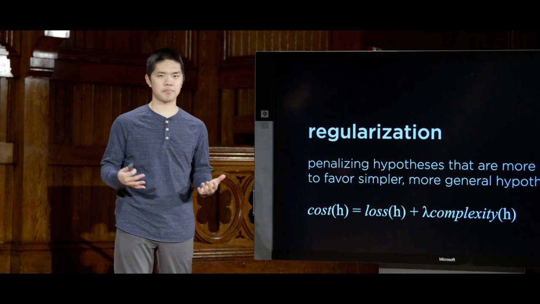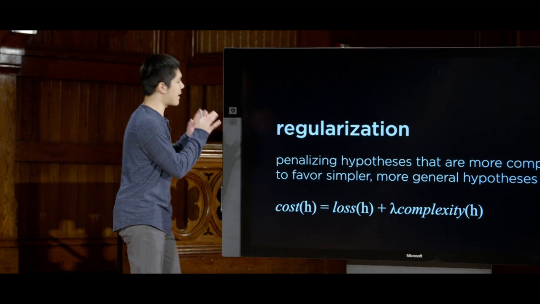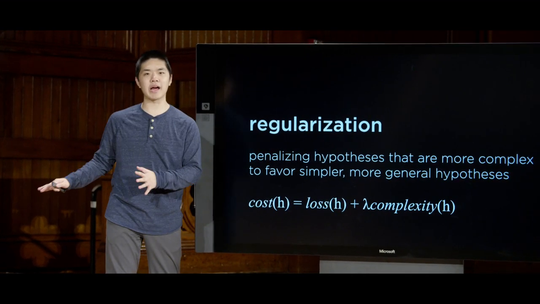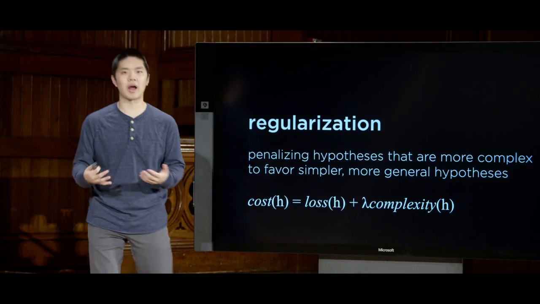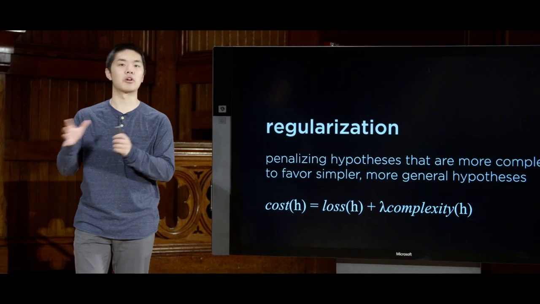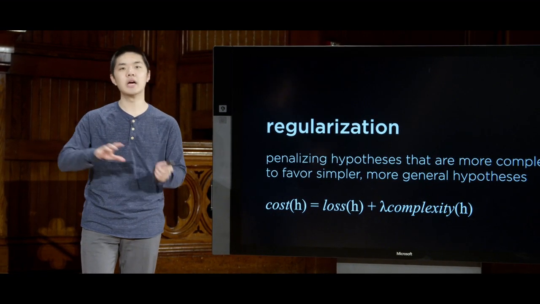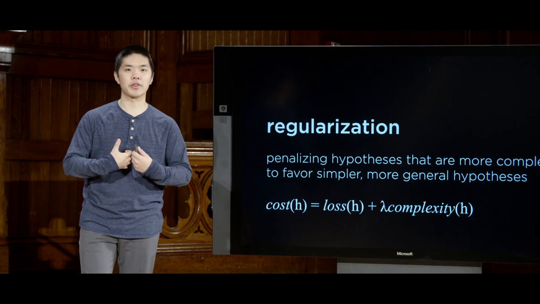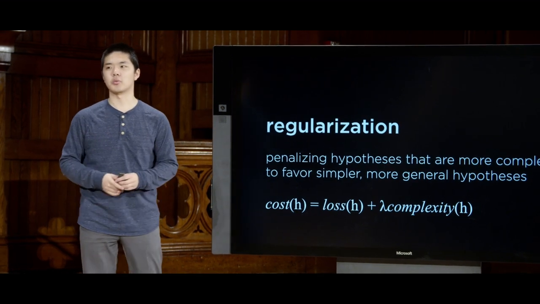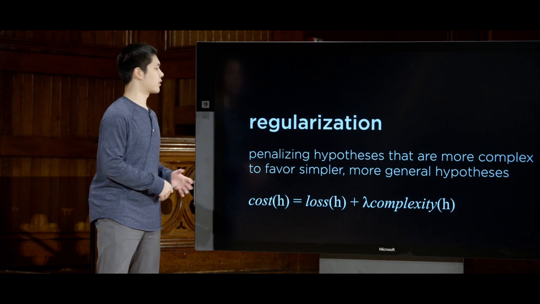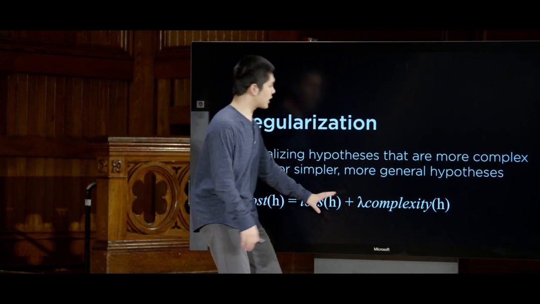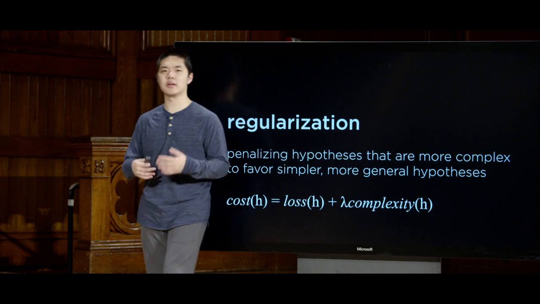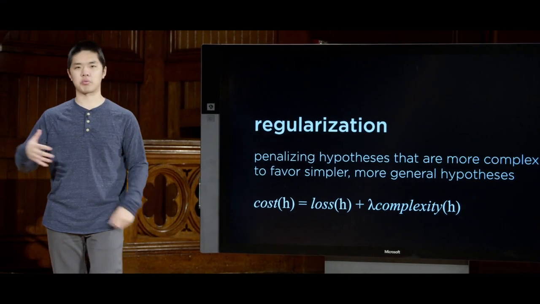This process, then, of considering not only loss, but also some measure of the complexity, is known as regularization. Regularization is the process of penalizing a hypothesis that is more complex in order to favor a simpler hypothesis that is more likely to generalize well, more likely to be able to apply to other situations that are dealing with other input points, unlike the ones that we've necessarily seen before. So oftentimes, you'll see us add some regularizing term to what we're trying to minimize in order to avoid this problem of overfitting.